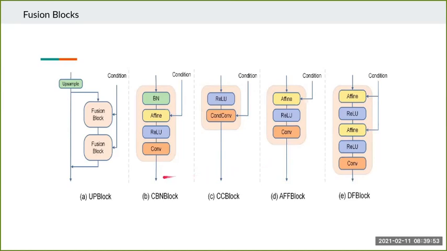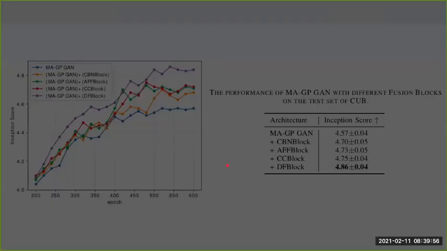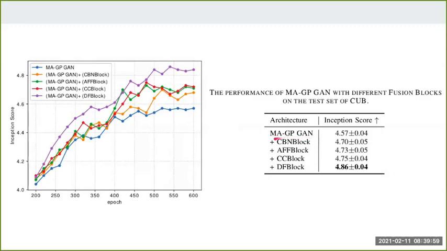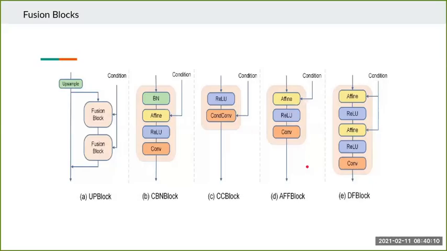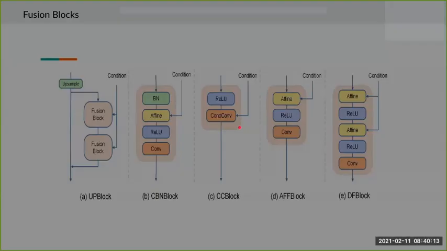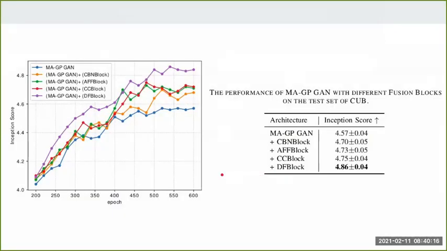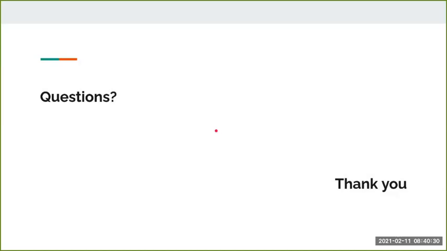So they have used different combinations, and you can see the performance of MAGP GAN with different blocks: CBN, which is the conditional batch normalization block, then the affine block, then the CC block, which is I think conditional convolution. Yeah, so it's basically conditional convolution. And then finally the DF block, which is the deep fusion block, and the one that they are using. So almost consistently better performance as compared to the others. So these are the different evaluation studies that they have conducted. Yeah, so that's basically it. If anybody has any questions.